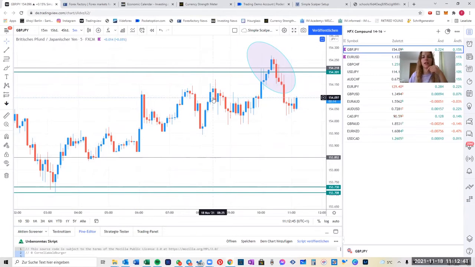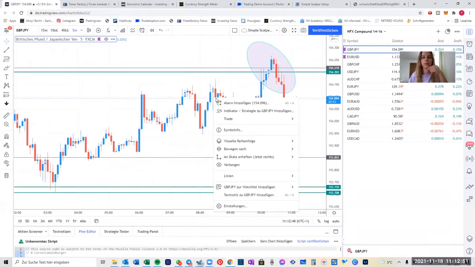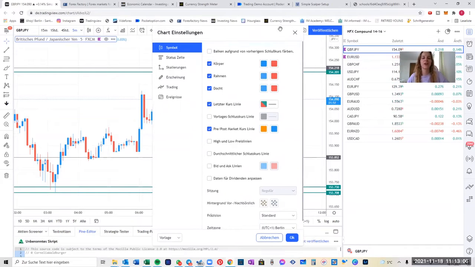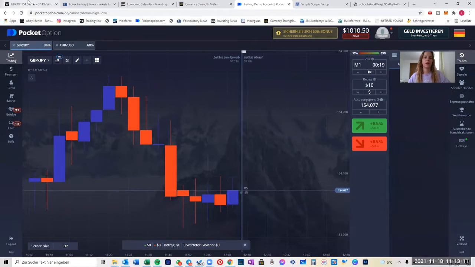So by you, the candles are green and red. I go to settings, and then we have the body. You make this all blue. It's your choice. I don't like green. I don't know why, but I think blue is more comfortable. On Pocket Option you can also just set it. I found it.